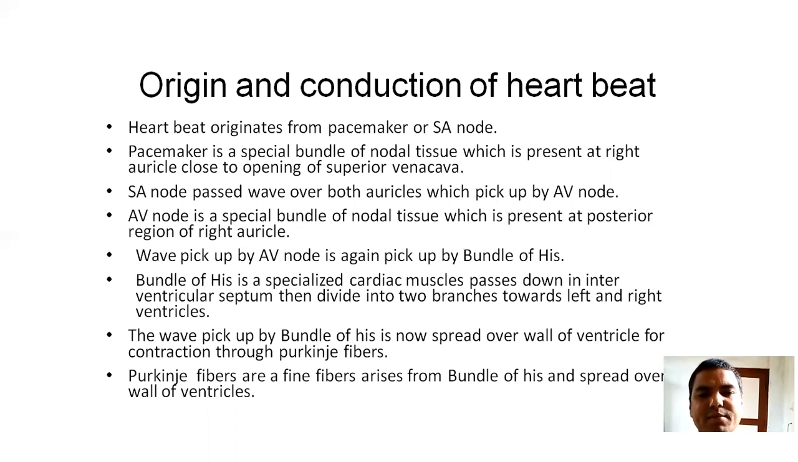AV node is a special bundle of nodal tissue which is present at the posterior region of the right auricle. The wave picked up by the AV node is again picked up by the bundle of His. Bundle of His is a specialized cardiac muscle that passes down in the interventricular septum, then divides into two branches, left and right ventricles. The wave picked up by the bundle of His is now spread over the wall of the ventricle for contraction through Purkinje fibers. Purkinje fibers are thin fibers that arise from the bundle of His and spread over the wall of the ventricles.